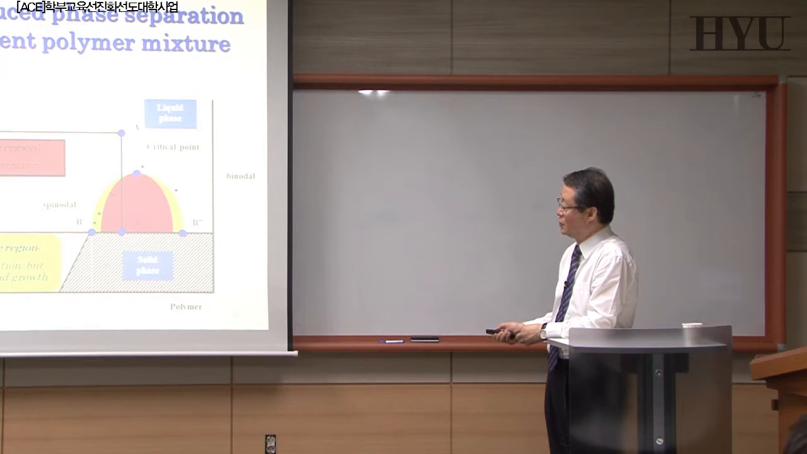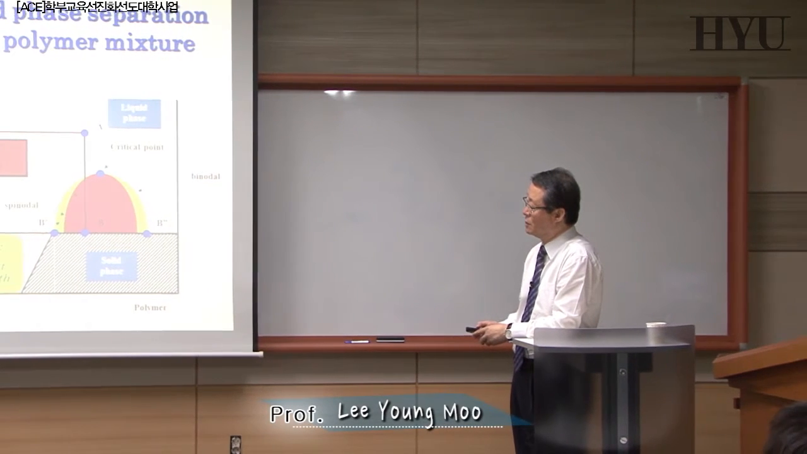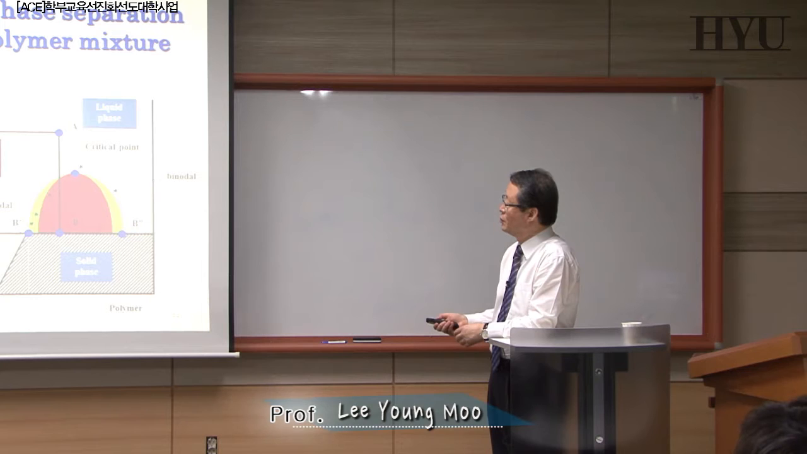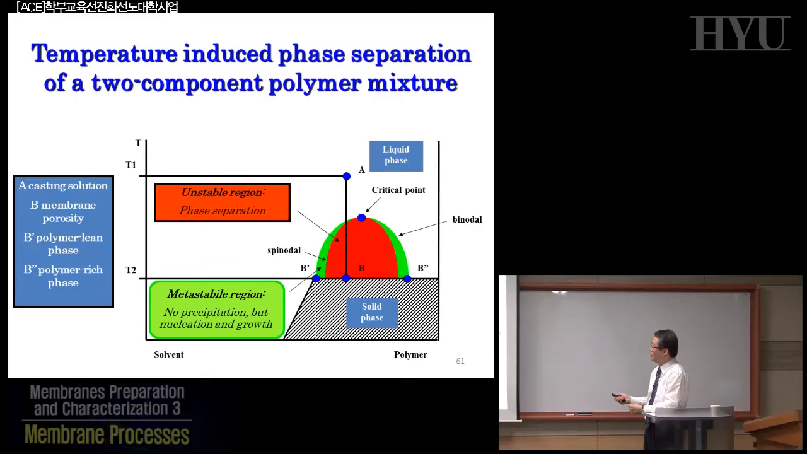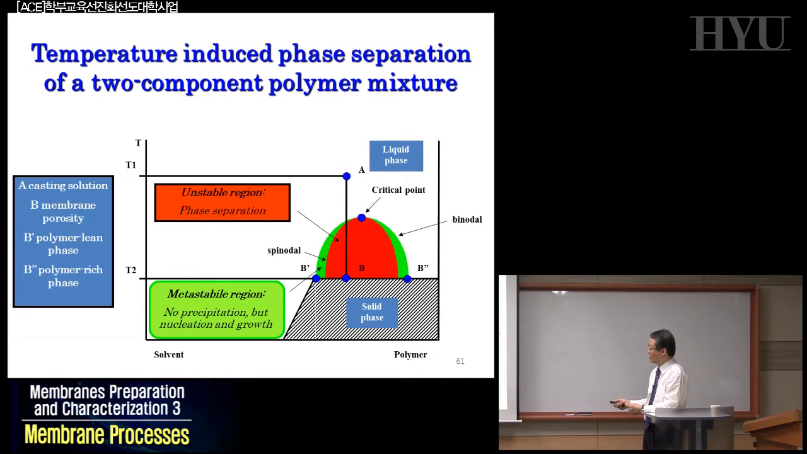Composition changes according to the temperature. When you change your temperature, say that you have a casting solution at this A point, membrane formation will follow as you decrease your temperature to a coagulation bath and follow this line. And this is the B point.